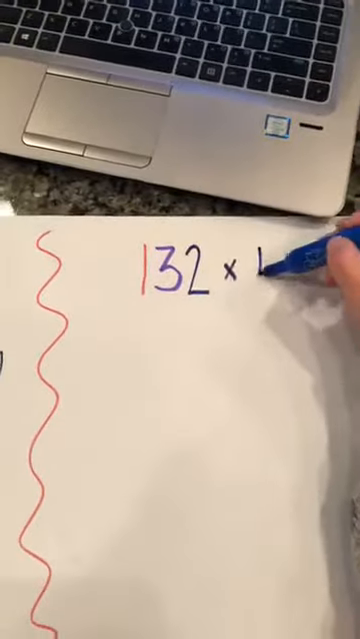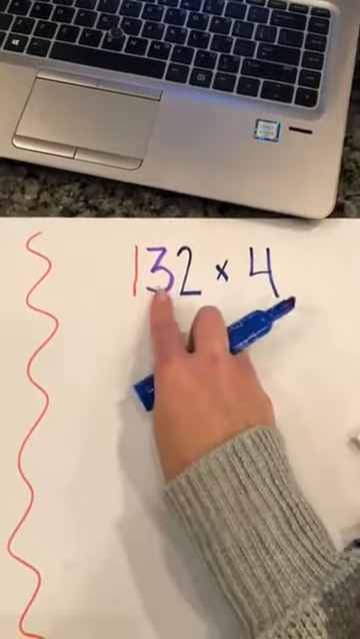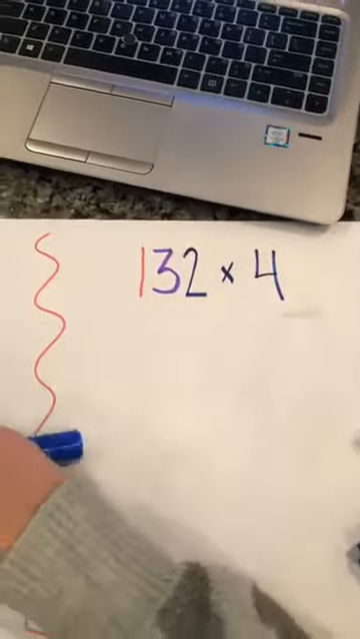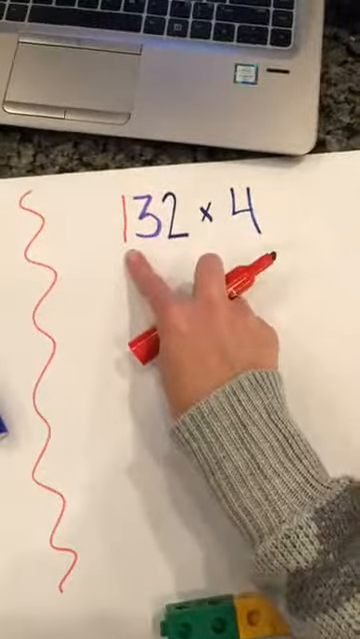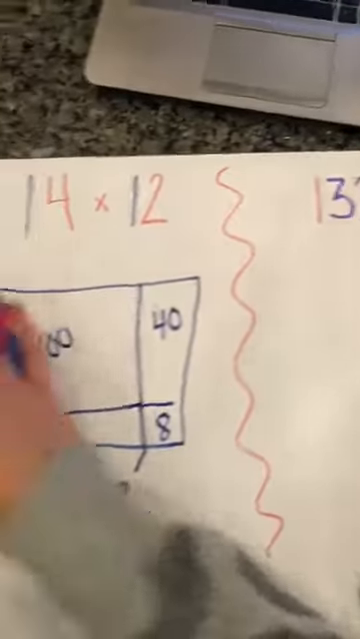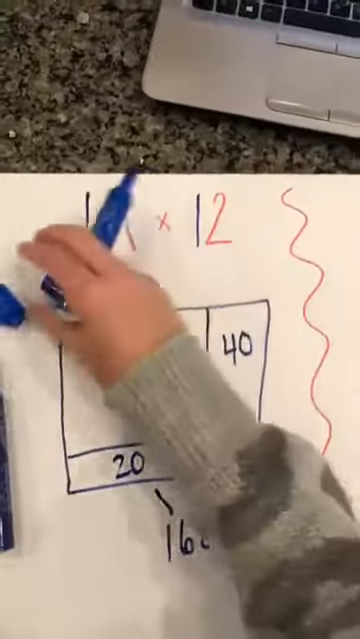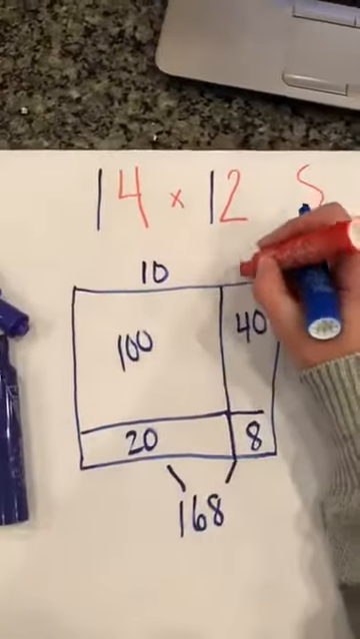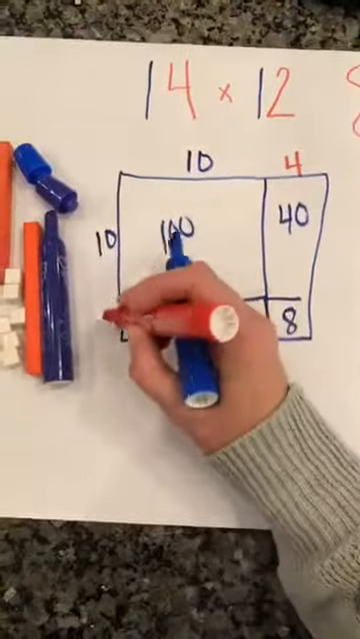So if I have 132, I have 130 and 2, and I have a group of 4, okay? Or I have 4 groups of them. So let's dive into that. So I'm going to once again decompose my number, just like I did over here. I decomposed my 10 and my 4 for 14. And I decomposed my 10 and my 2 for 12.